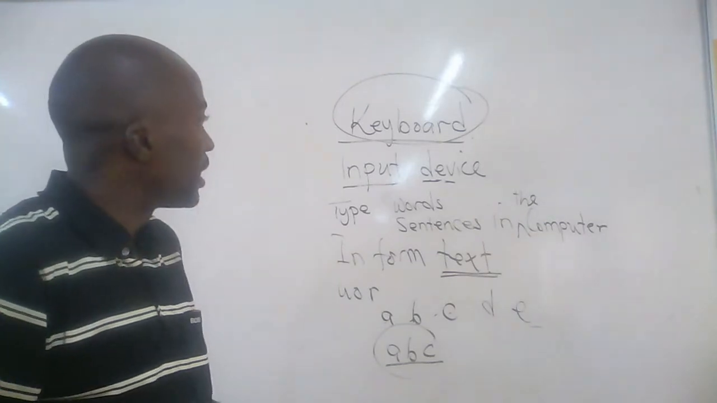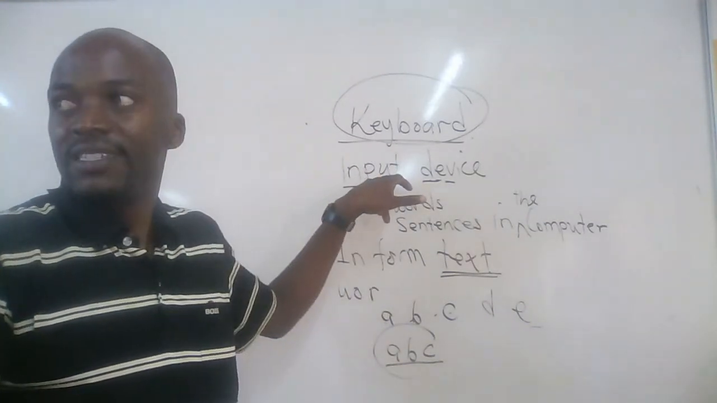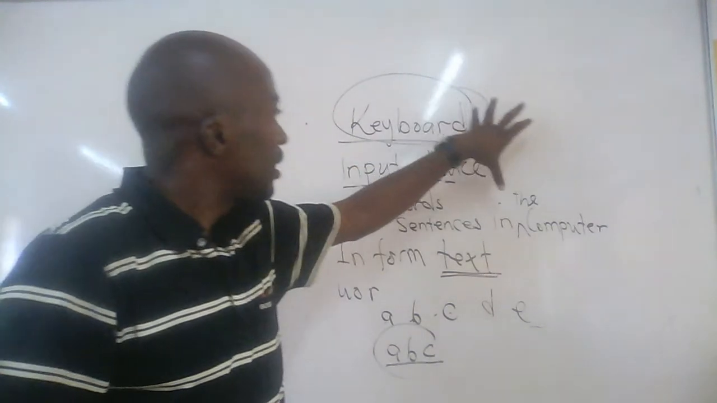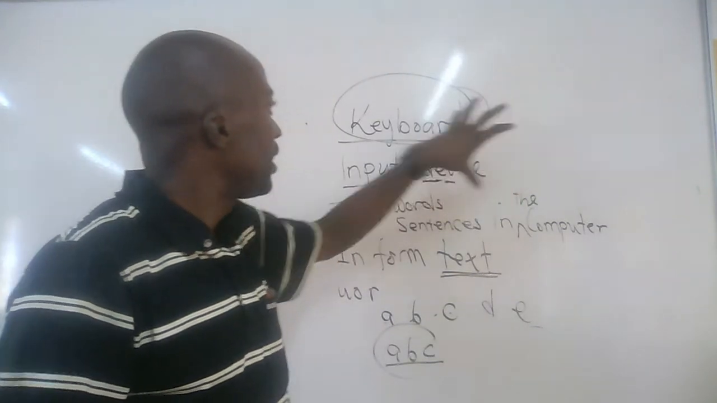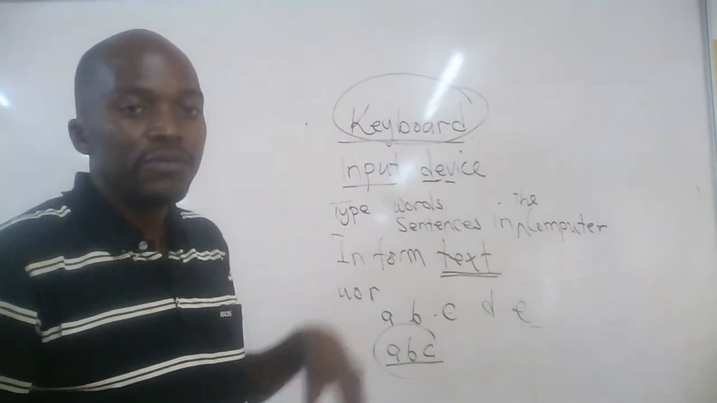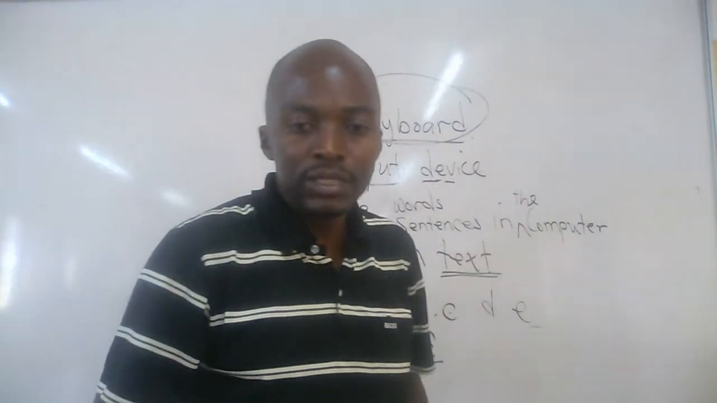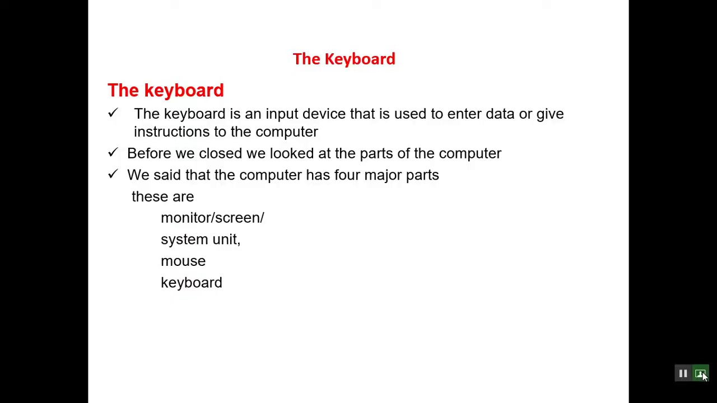So a keyboard is an input device. It's one of the parts of the computer that we use to input information or anything in the computer. That's why a keyboard is called an input device. The keyboard is an input device that is used to enter data or give instructions to the computer. So, we are saying the keyboard has keys on it.